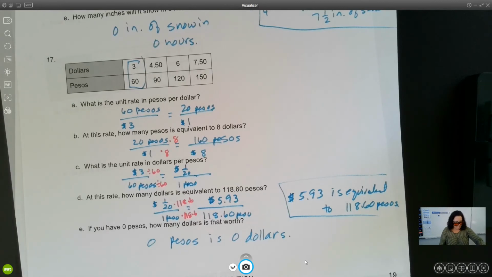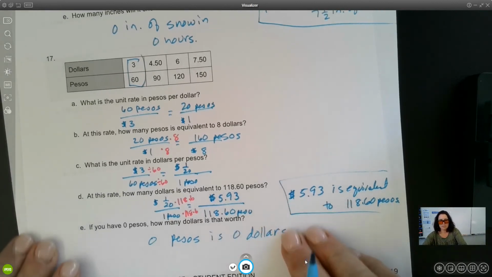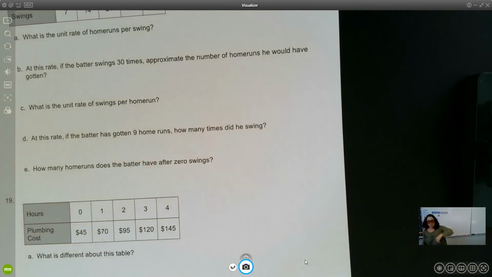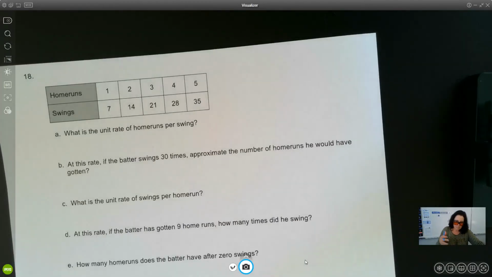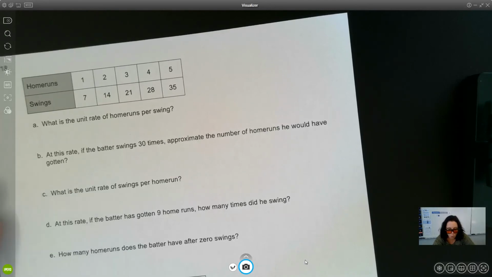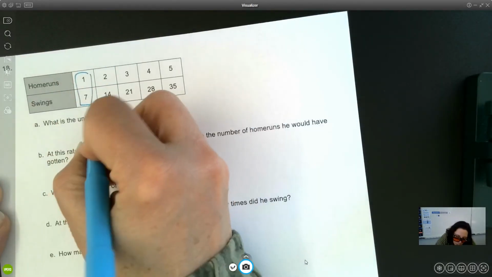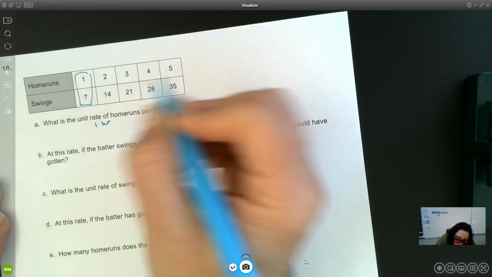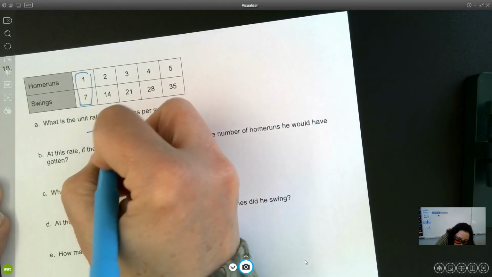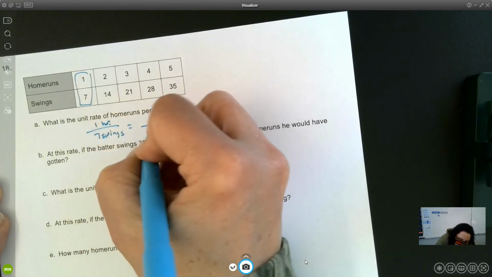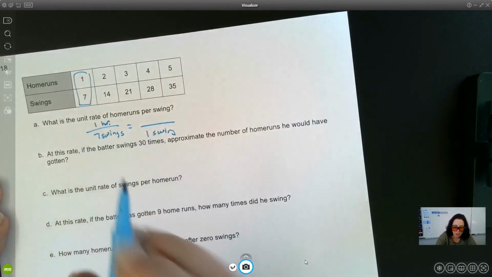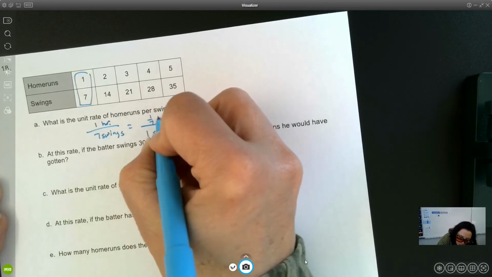All right, you guys, the last two. If you feel like you're good, you don't need to watch these last two. Okay, it's the same thing. Okay. All right, we've got home runs, we've got swings. What is the unit rate of home runs per swings? I'm going to use 1 home run, HR over 7 swings, and I want 1 swing. Do not think this is a unit rate because there's a 1 in there. The 1 needs to be on the bottom. So this is 1/7 of a home run.